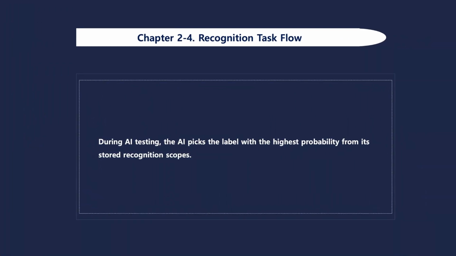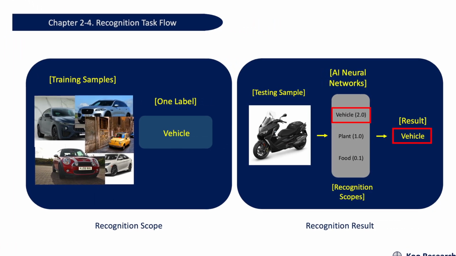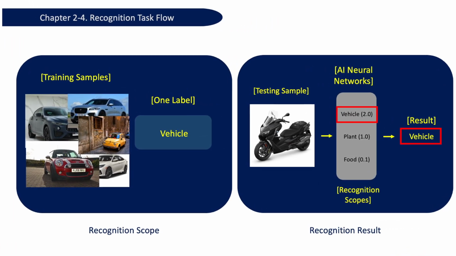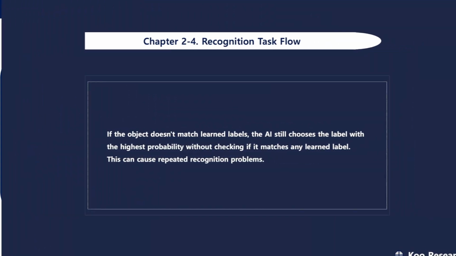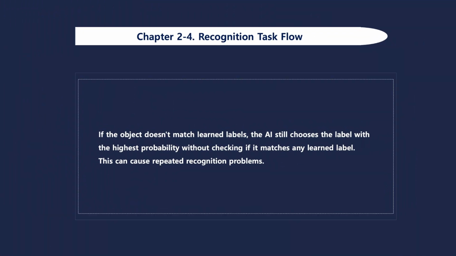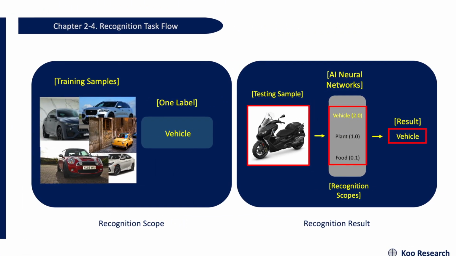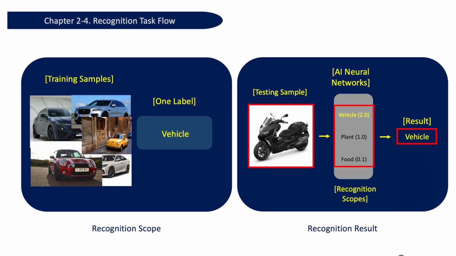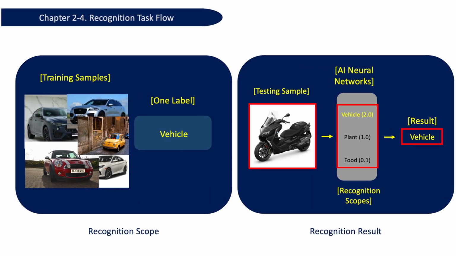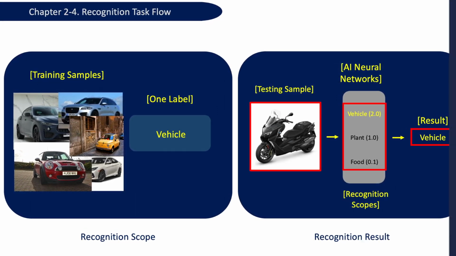During AI testing, the AI picks the label with the highest probability from its stored recognition scopes, as depicted in this figure. If the object doesn't match learned labels, as seen in this figure, the AI still chooses the label with the highest probability, without checking if it matches any learned label. This can cause repeated recognition problems.